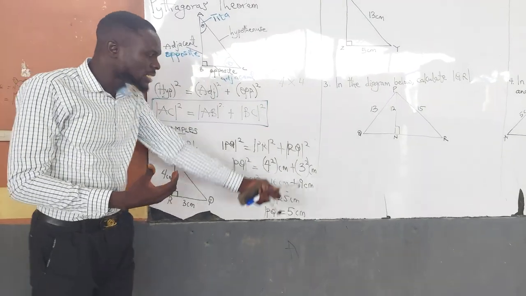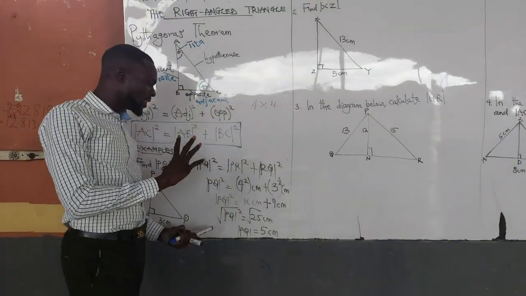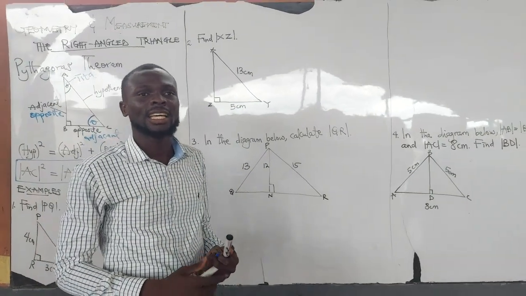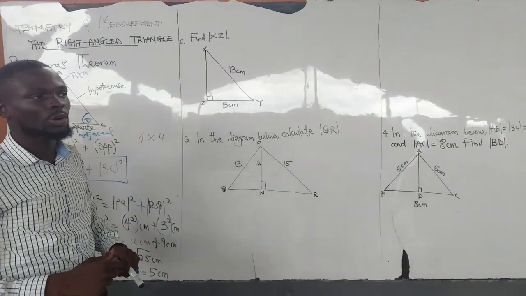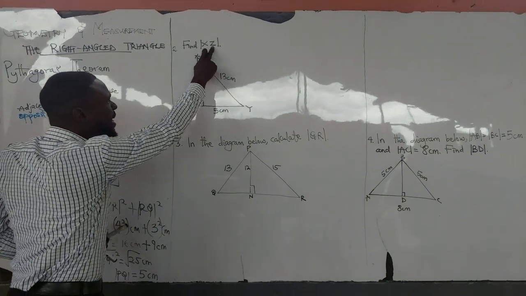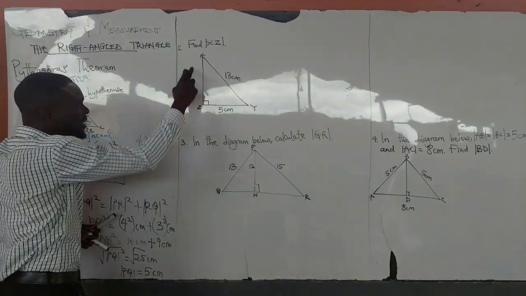Okay, let's look at the second example. If let's say this wasn't clear, with the second example, we'll be able to understand more about the Pythagoras theorem. Now you have to find XZ. Where is XZ? This is XZ.